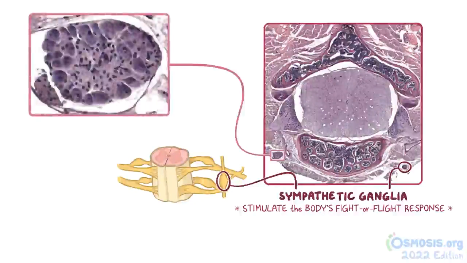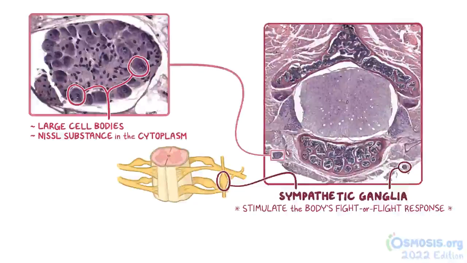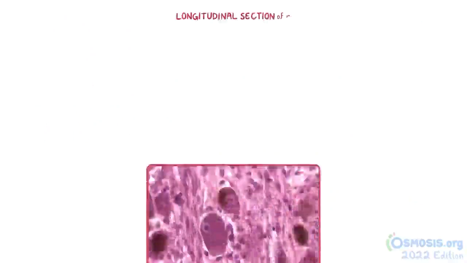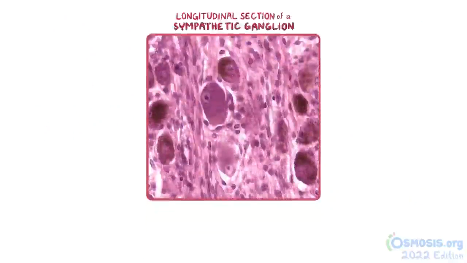At high magnification, we can see more clearly that the general appearance of sympathetic ganglia shares a few similar features with the dorsal root ganglia, such as the large neuron cell bodies, as well as the presence of Nissl substance in the cytoplasm of the ganglion cells. Now, if we look at a longitudinal section of a sympathetic ganglion, it'll be easier to identify a few notable differences when compared to the dorsal root ganglia.